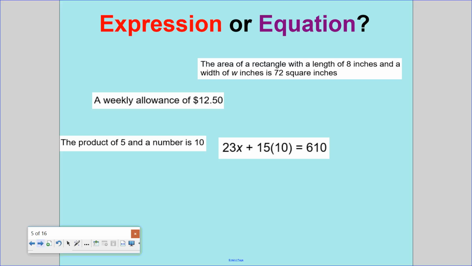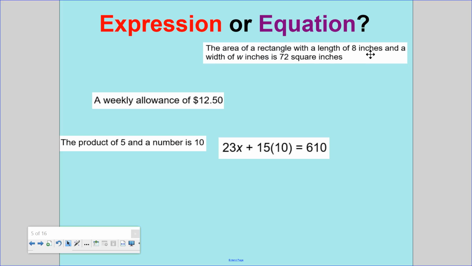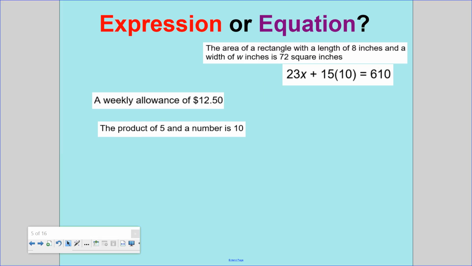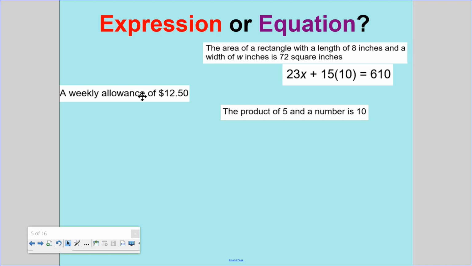So you'll be given 4 sets of cards. Can you tell me which one is the expression and which one is the equation? The area of a rectangle with a length of 8 inches and a width of W inches is 72. Because 8 times W equals 72, that's an equation. 23x plus 15 times 10 equals, also an equation. The product of 5 and a number is 10. That's like 5 times a number is 10. And a weekly allowance.